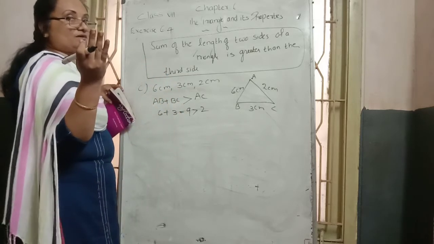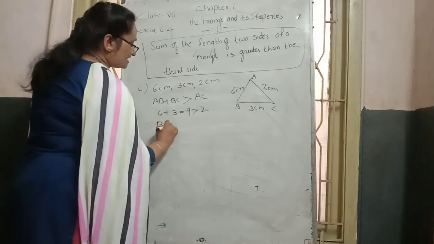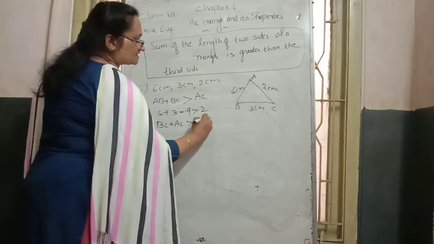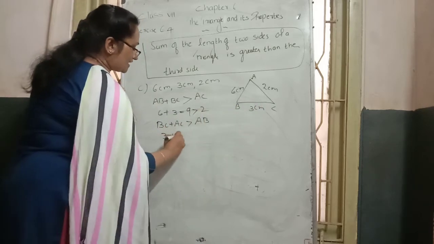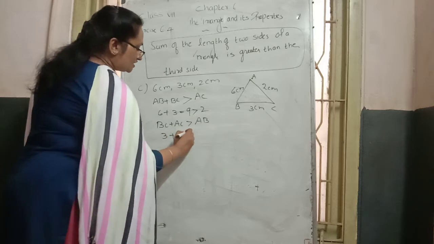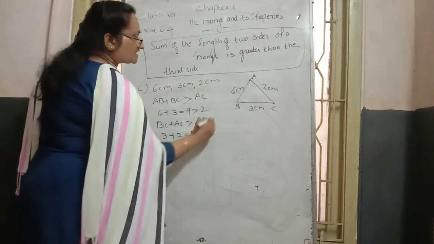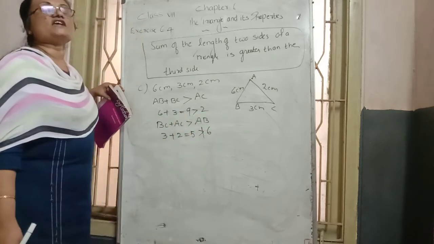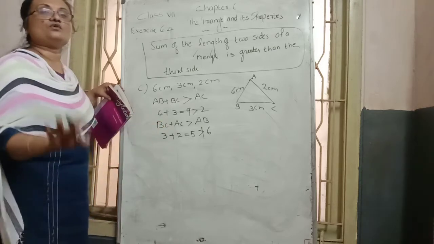Next, two more ways are there. The second way is we consider BC and AC, and take AB as the third side. Then is it possible or not? The BC value is 3, the AC value is 2. 3 plus 2 becomes 5. Is 5 greater than the AB value? Not greater. 5 is lesser than 6. That's why the second way is not possible.